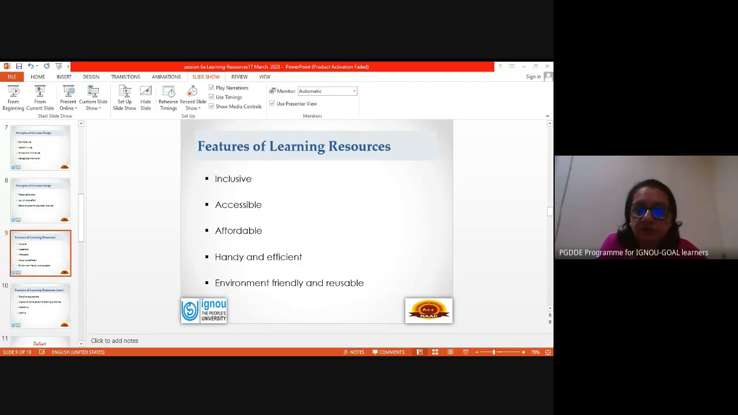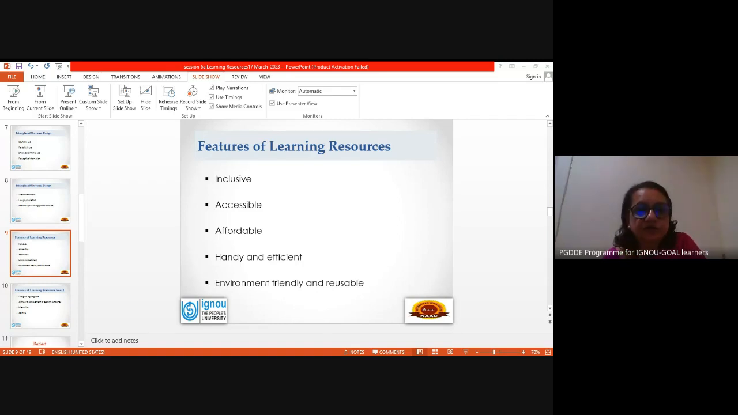Therefore, now with open educational resources, you can legitimately have access to a resource, and you have what are called the Creative Commons licenses, where you can use the resource provided you give credit for that resource. So this is a very big step to make resources more accessible and affordable.